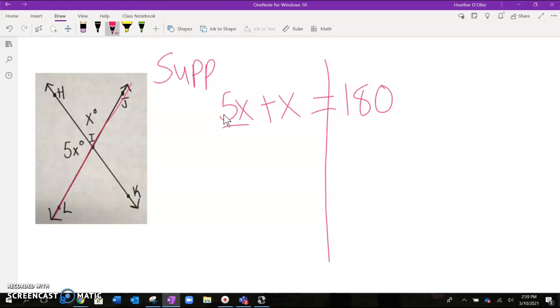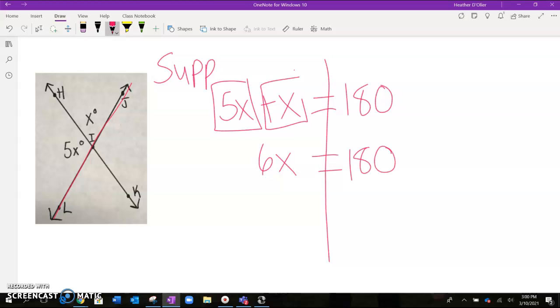So, ooh, these are like terms. Remember with expressions, we can box those and combine them. So this isn't just 5x plus x, it's actually 6x equals 180. Divide by 6, divide by 6, I get that x equals 30. All right, now I know what x equals, but I need to know the other angles, okay? I didn't give instructions for this, but it said solve for x and all angles.